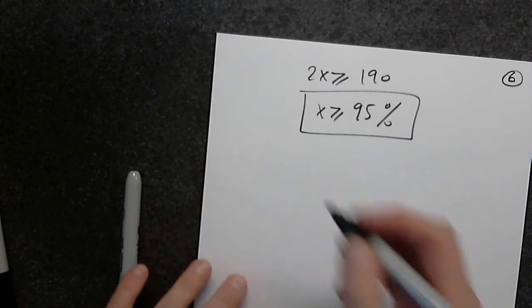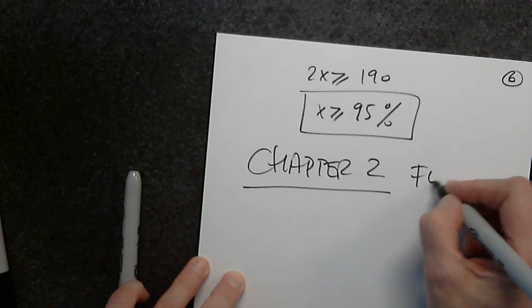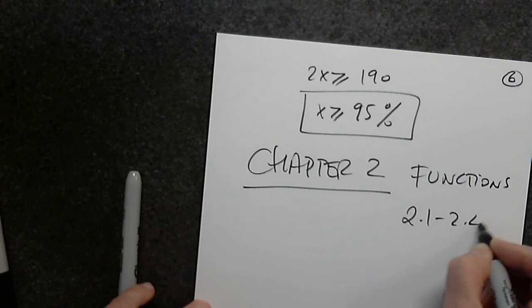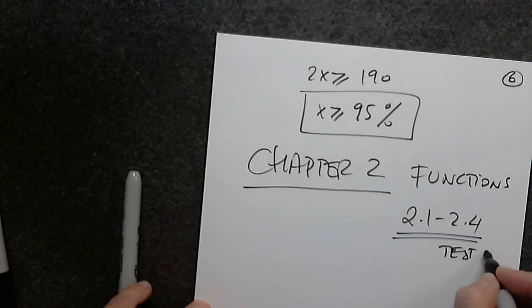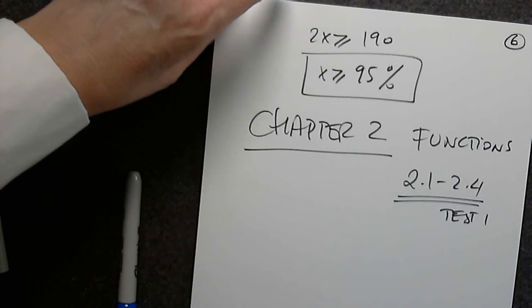Okay, chapter 2. Chapter 2 deals with functions. It's a lot of work. We're going to try to stay only between 2.1 and 2.4 before we have test 1. So test 1 will include everything in chapter 1 and only four sections from chapter 2. If we have time to do 2.5, we'll do 2.5 too, but I always end up splitting that 2.5 into 2 different pieces, and I would rather not.